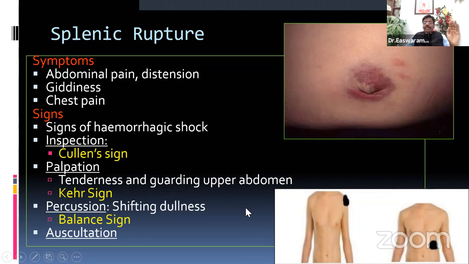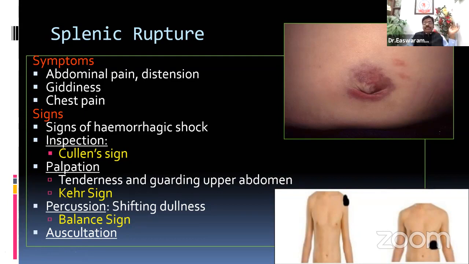When you palpate, the patient may be tender, usually in the left upper quadrant, and they may also have some tenderness or pain over the left shoulder tip. That is because of the referred pain. When you feel the left upper quadrant, they may say, sir, I have a pain also, because of the referred pain through the irritation of the diaphragm. That is called the Kerr sign.